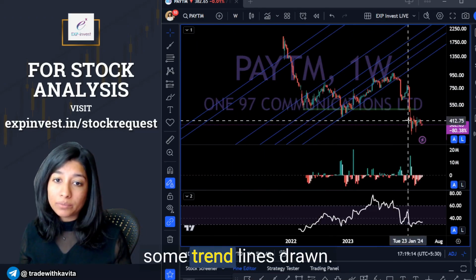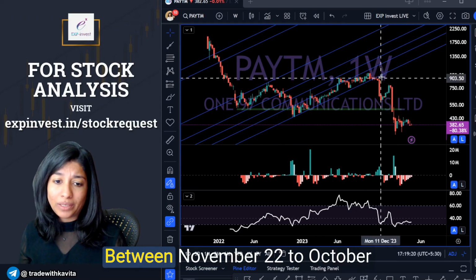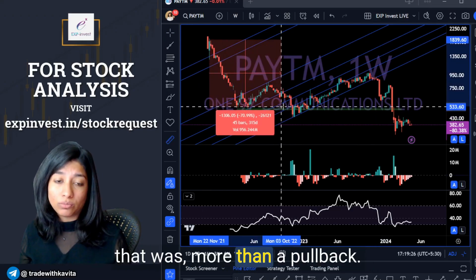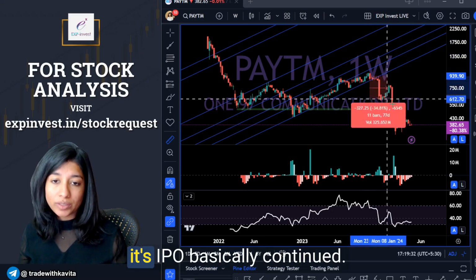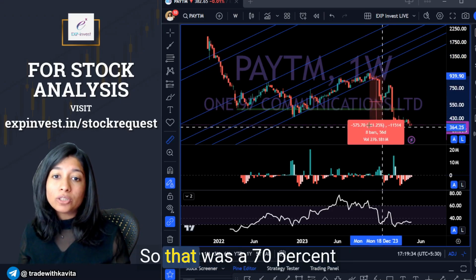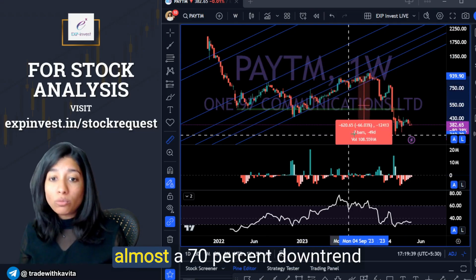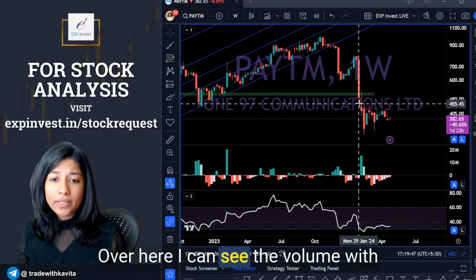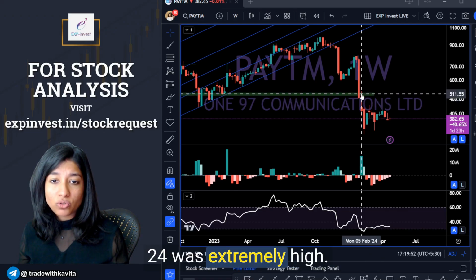As you can see, I had some trend lines drawn. This stock did give a bit of a pullback sometime between November 22 to October 23, but that didn't sustain. Basically, that was more than a pullback. It was a throwback where the downtrend, which has been haunting the stock since its IPO, basically continued. So there was a 70% downtrend, and we can see that the stock has done almost a 70% downtrend in the new leg as well. Over here, I can see the volume with which it fell on 29th of January 24 was extremely high.